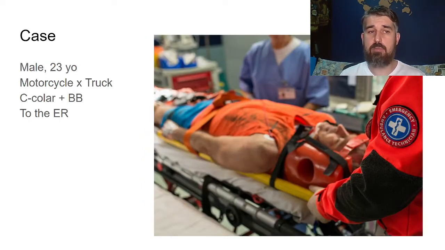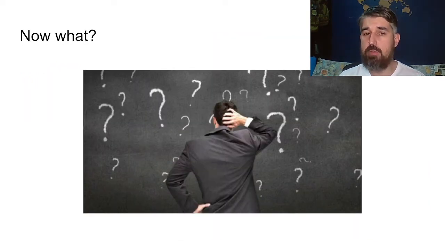They bring a 23-year-old male after a motorcycle versus truck crash. The patient comes with a C-collar and the backboard, and they didn't do any intervention. They just brought the patient to the ER. As it was close, they thought they wouldn't waste time doing anything else, just brought him in. So, what do you do now?